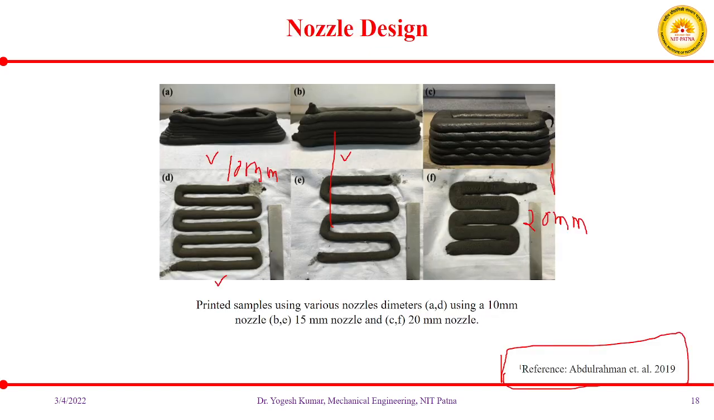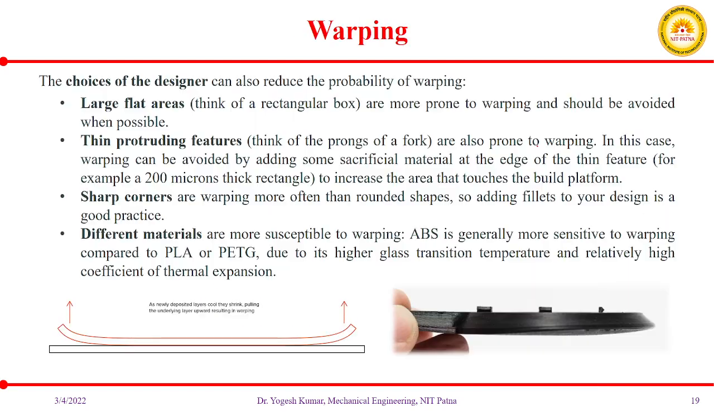Here you could see how layer by layer deposition was taking place. Now we will move to the major issues which come when we print the component using your FDM printer. So the main issue is the warping effect. Why this warping takes place, we will discuss here.